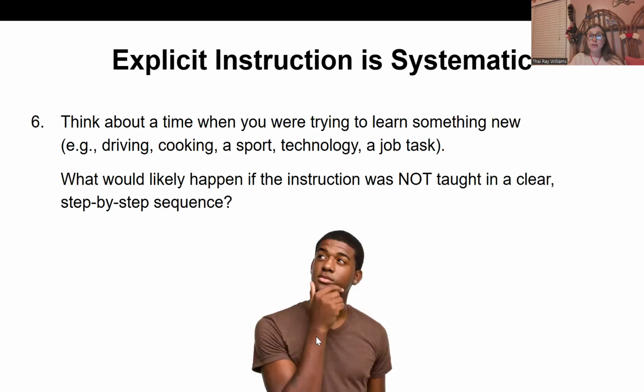So what I want you to do right now for number 6, this is for your participation document, is think about a time when you were trying to learn something new. It could be when you were learning to drive, learning a sport, or learning a new job. What would likely happen if the instruction was not taught in a clear step-by-step sequence? What do you think would have happened? All right, go ahead and stop your video and then come right back and we'll move forward.